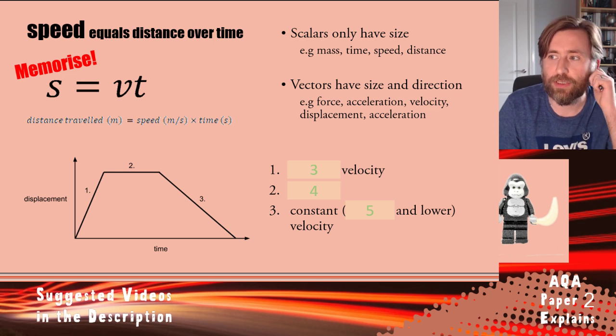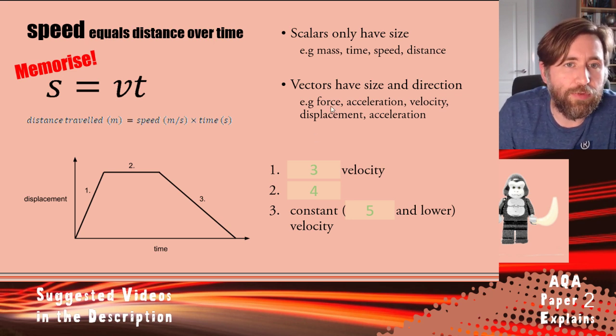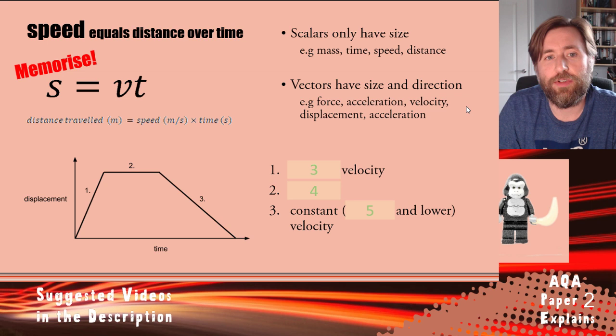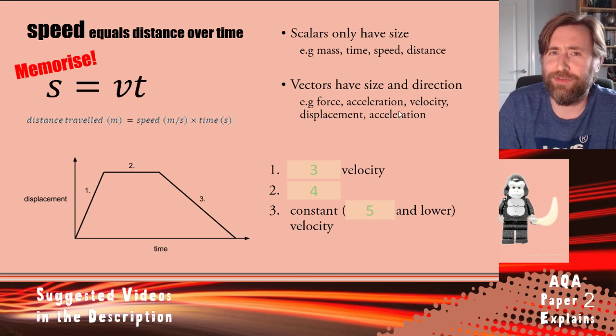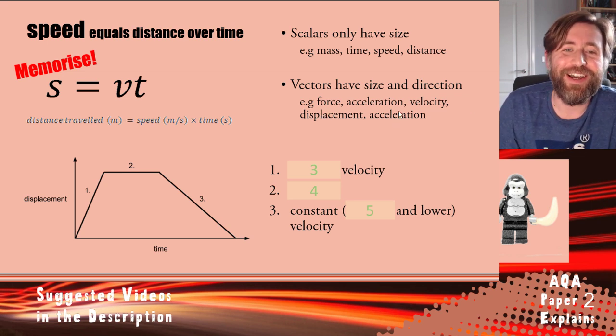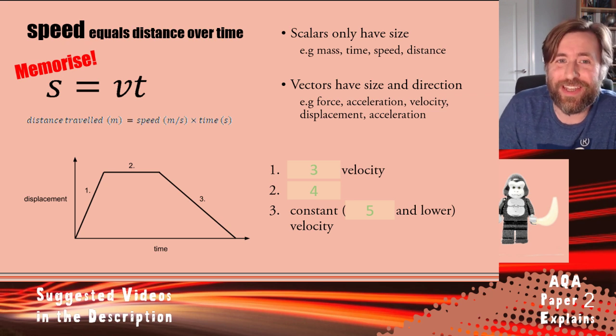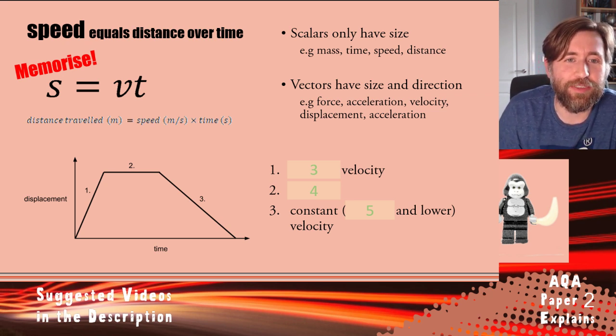It's a really simple question they often like to ask. For example, force has a direction, acceleration has a direction, velocity, displacement, acceleration. I've written it twice, so good they've written it twice. So anything that can be negative is going to be a vector, is one way to think about it.